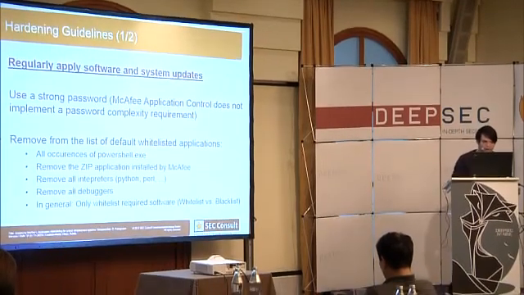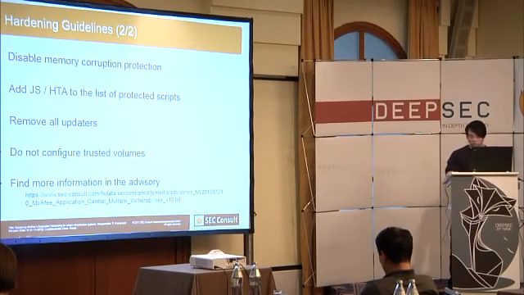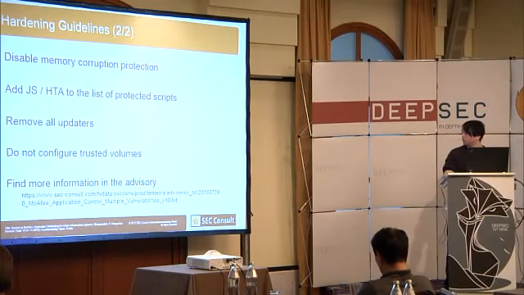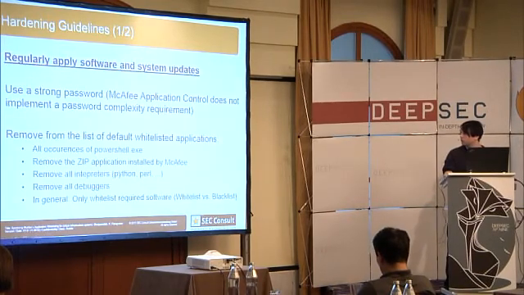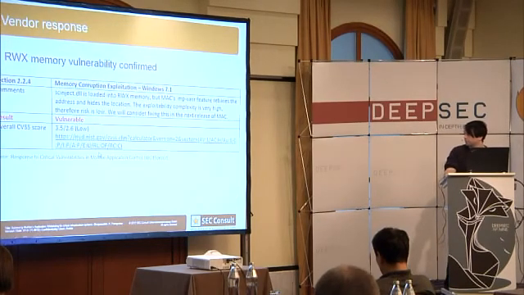I have here some hardening guidelines. Basically, you can just go to the advisory. There you can find more information on how you can harden the system. But for example, you just have to remove all update processes, or remove all the malicious ones, something like PowerShell and so on, from your system whitelist.